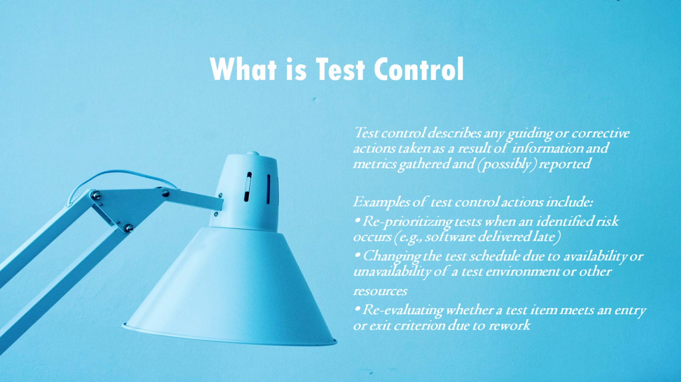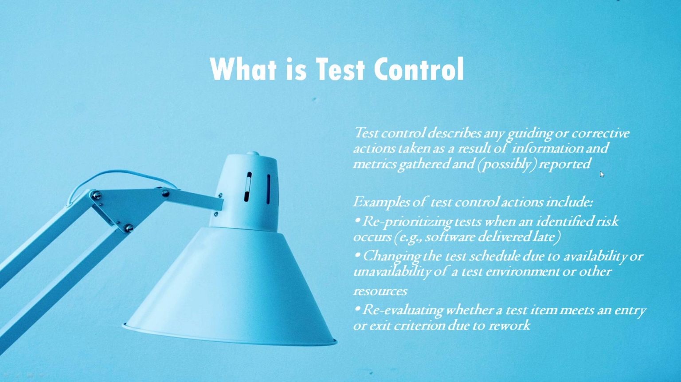Same way, you have to control the testing. When something is going out of hand, you have to come up with a plan to mitigate it. That is a smart way of working, right? So that is called controlling. Controlling says that any guiding or corrective actions are taken as a result of information, metrics gathered or possibility reported.